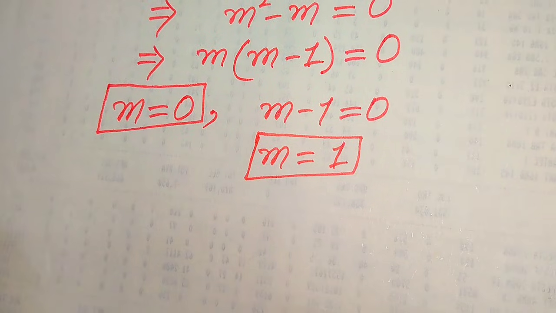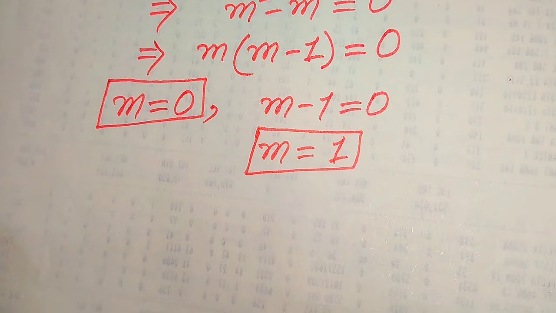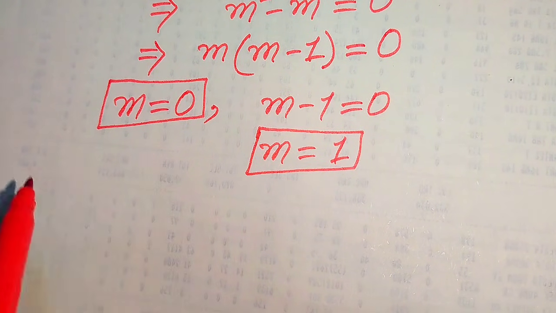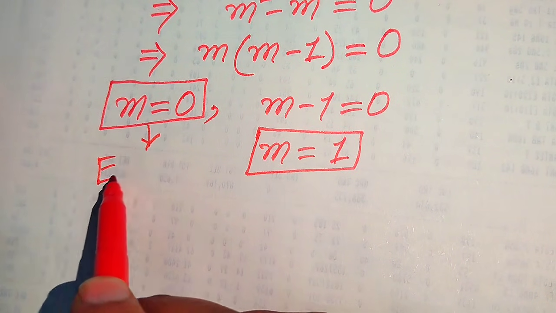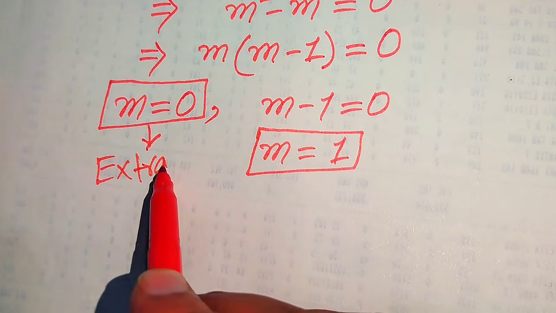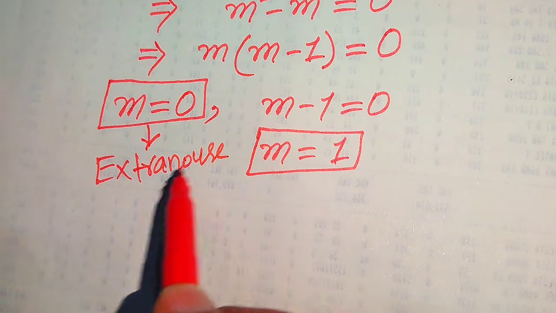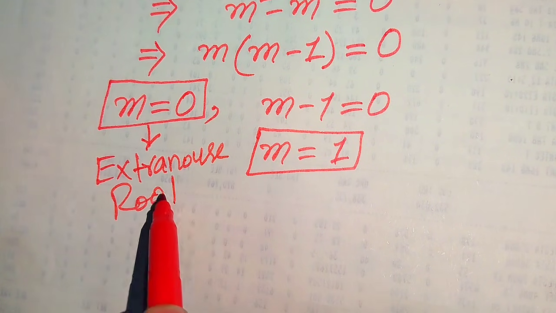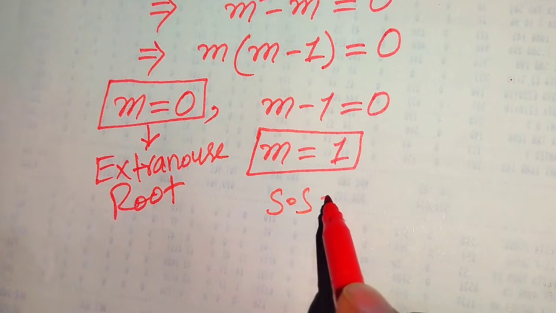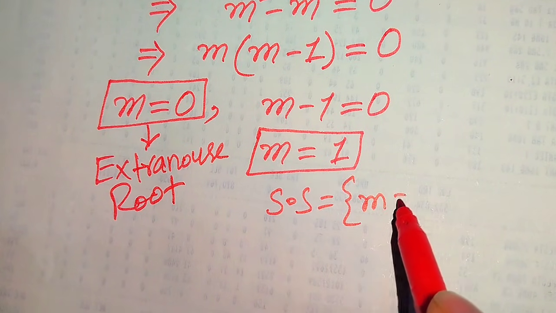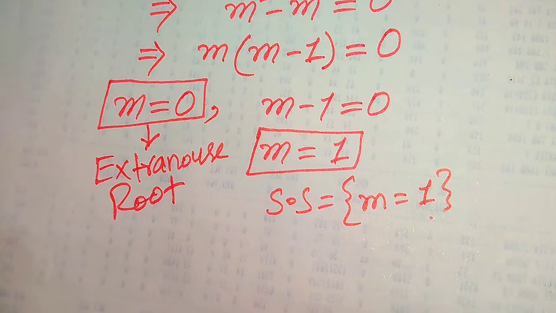So these are the two roots of the given equation which we get here in this method, but in the first method we already verified that m equals to 0 does not satisfy our given question statement, so we call m equals to 0 the extraneous root, and m equals to 1 the solution of the given equation. So we have the solution set m is equal to 1.